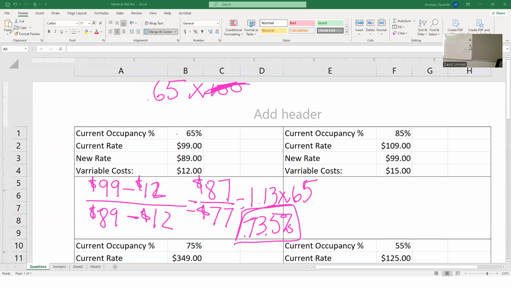So if there's not a possibility of me increasing to that 73.5% occupancy, then I'd be better off just staying at $99 and keeping my 65% occupancy. Okay, let's do another example.